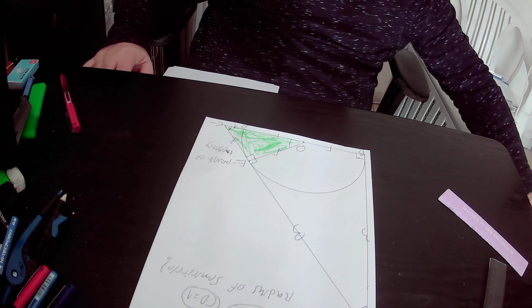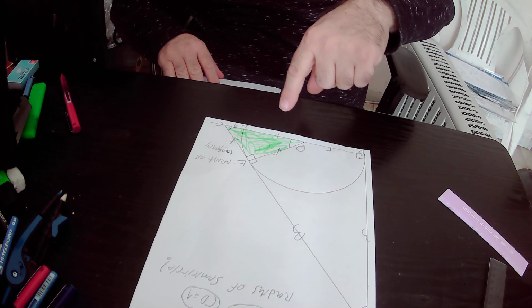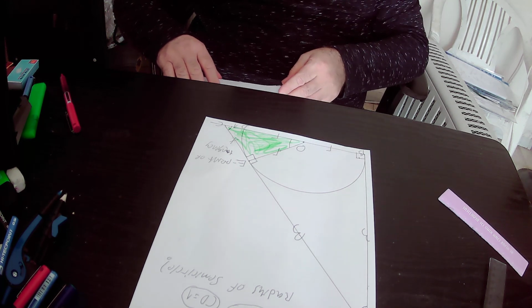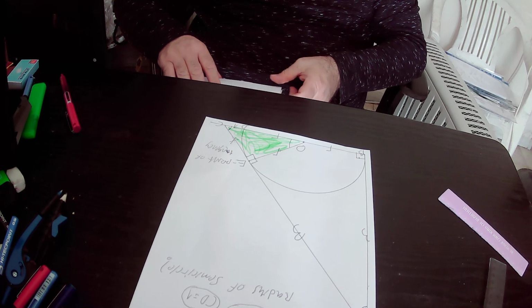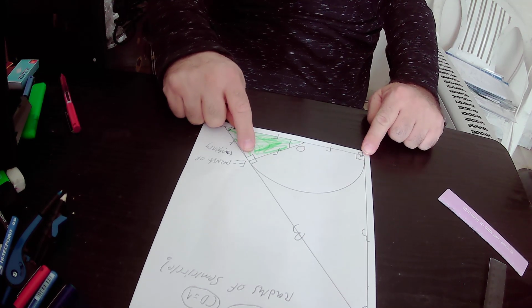Then we focus on the right big triangle, triangle ABC, and we also focus on the green right triangle, triangle OEC. On those two triangles, we have those two angles that are equal to each other. They are both right angles.